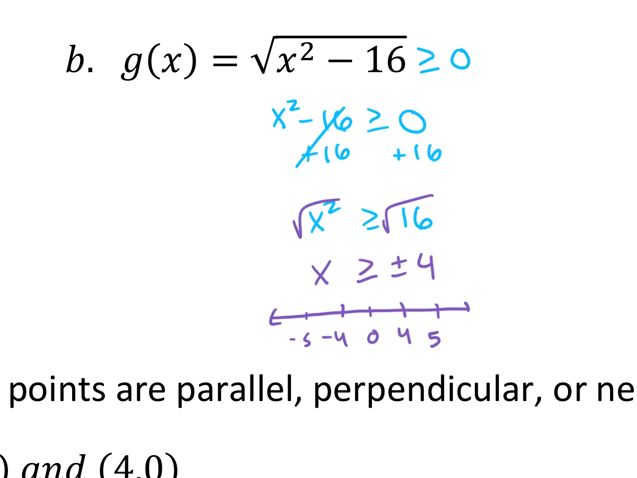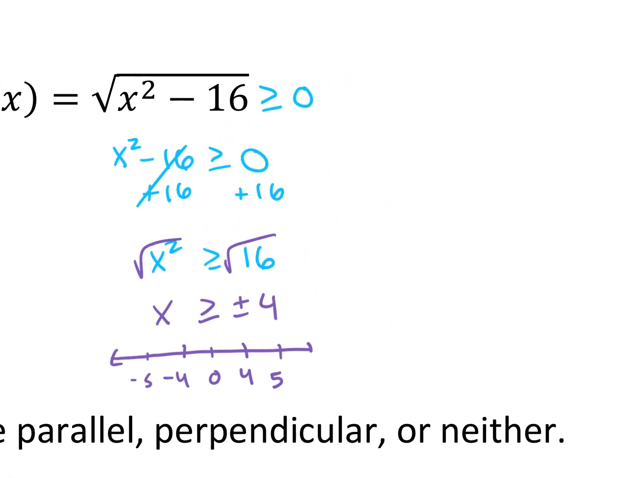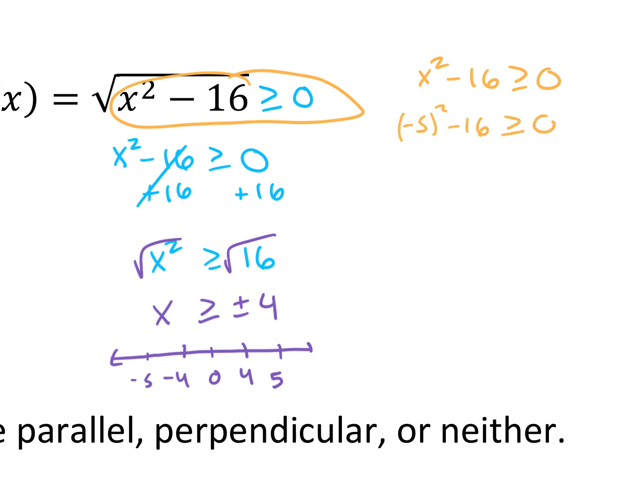So I can plug in a number just to test and see if it works. I have x squared minus 16 is greater than or equal to 0. We need to test a number to see if it works. So let's test something smaller than negative 4. So negative 5. Negative 5 squared minus 16 is greater than or equal to 0. 25 minus 16 is greater than or equal to 0. So this would be 9. Is 9 greater than or equal to 0? Yes. So outside works.